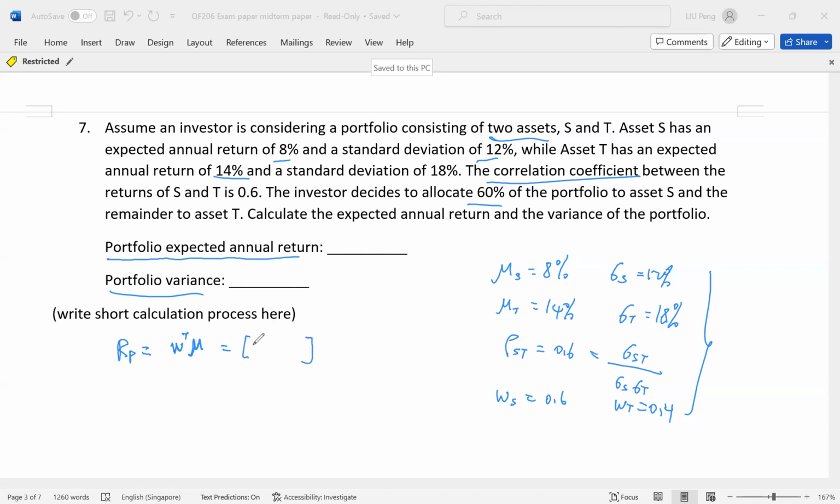So we have WS and WT, right? This is a row vector, times, as a dot product, the column vector, mu, 8% and mu T. I'm just going to write the rotation here. Okay, so that gives us the portfolio level return. You can multiply: this is 1 by 2, and this is 2 by 1, so the final result will be 1 by 1. Okay, so that calculation makes sense.